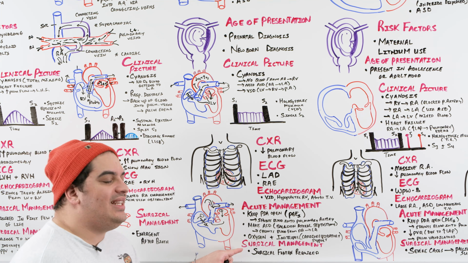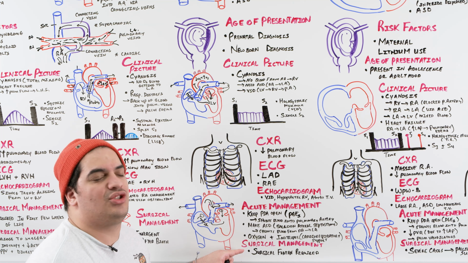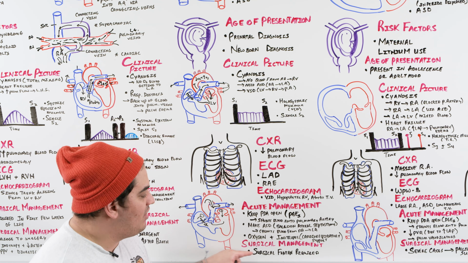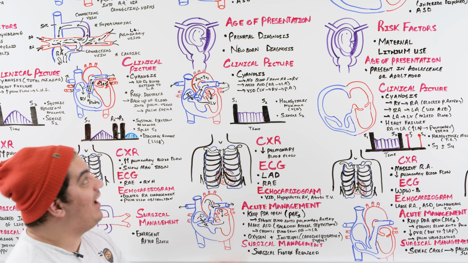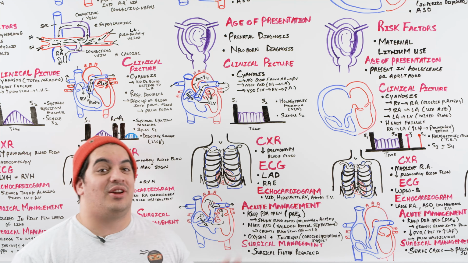Surgical management is these need to be surgically treated as soon as possible. It's required. And so sometimes we call that a surgical Fontan procedure that is required in these situations. Okay, we talked about tricuspid atresia. Let's move on to Ebstein Anomaly.